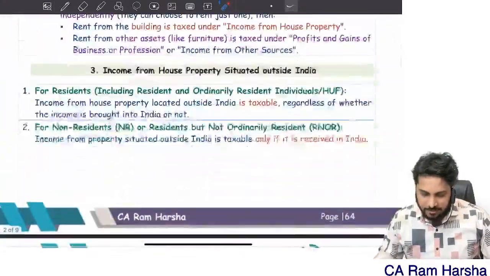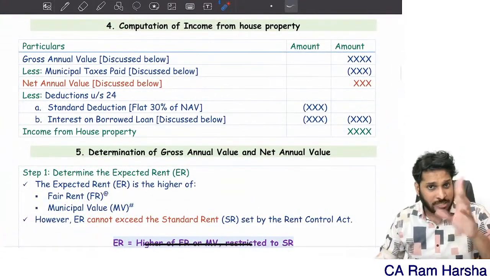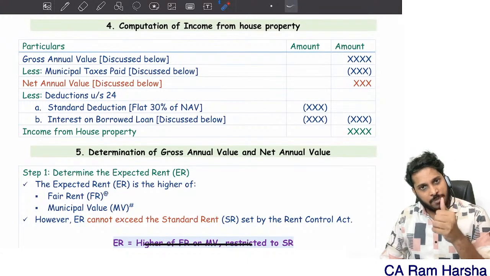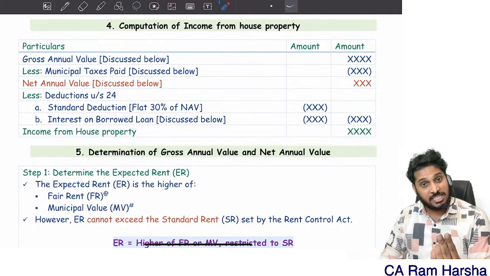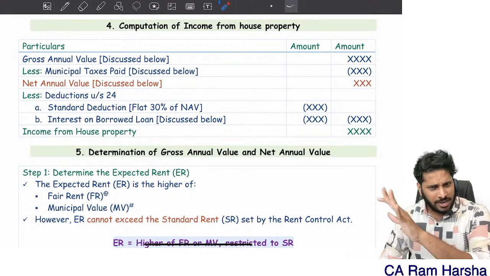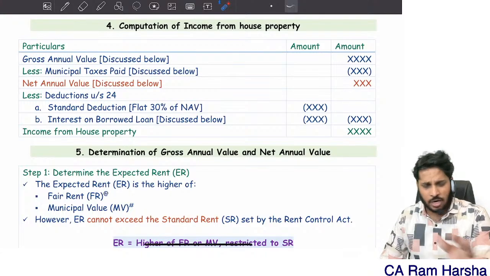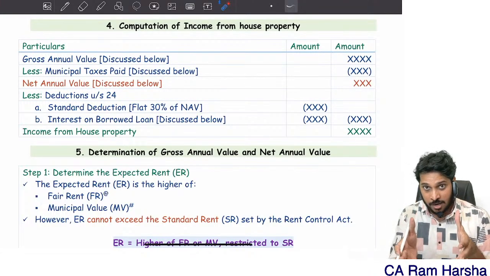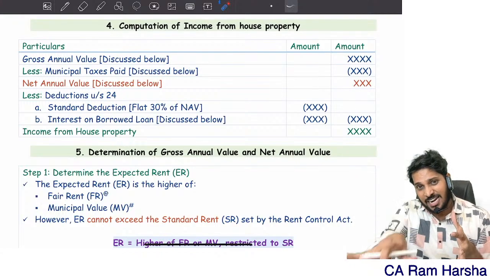Gross annual value. Under house property, if you see the charging section, the annual value of any property consisting of building or land and building of which the assessee is the owner is chargeable to tax. Ownership is the first condition. It should be either building or land and building. If only land is giving you some income, that is not taxable here; that is taxable under other sources. Either you must be owner of the building or owner of both land and building.